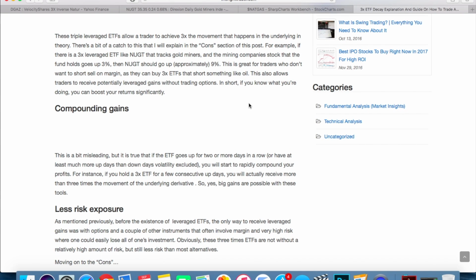Next up, we have the less risk exposure of these. This kind of goes hand in hand with the fact that you don't need a margin account. But what's interesting is you also don't have to go through trading stock options to get your leveraged returns. That's also a pretty big positive because with stock options, you're going to be risking probably most, if not all, of your investment. And if that's something you want to avoid, you still can take a big loss with these ETFs, but you probably will minimize your risk a bit compared to actual stock options.